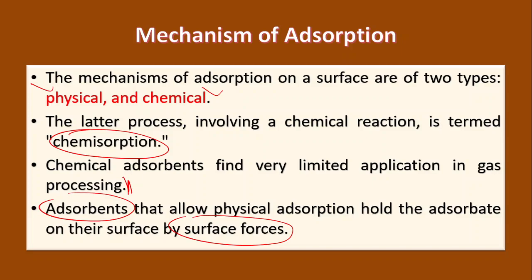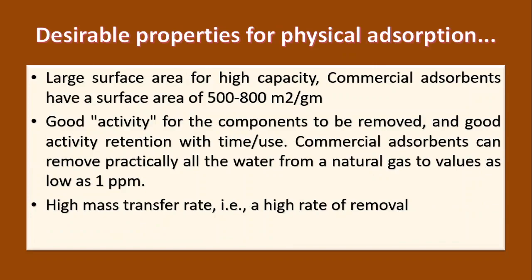There are different types of adsorbents, that is solid desiccants, for physical adsorption. What should be the desirable properties required for physical adsorption? These are a few properties. For example, number one is a large surface area for high capacity. Commercial adsorbents have a surface area between 500 to 800 square meters per gram. That is the first requirement. Obviously, a large surface area is always desirable, because things are going on at the surface. More surface area per unit mass means more adsorption and more water removal is possible.